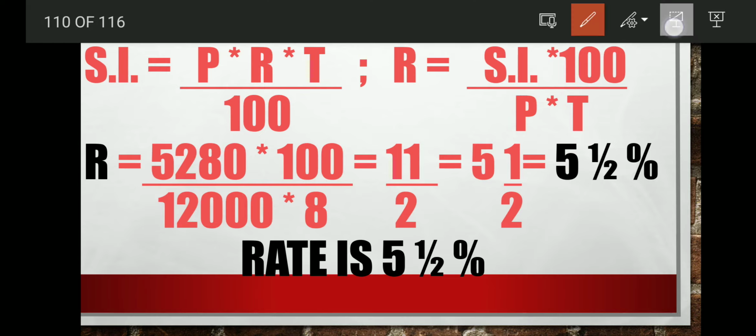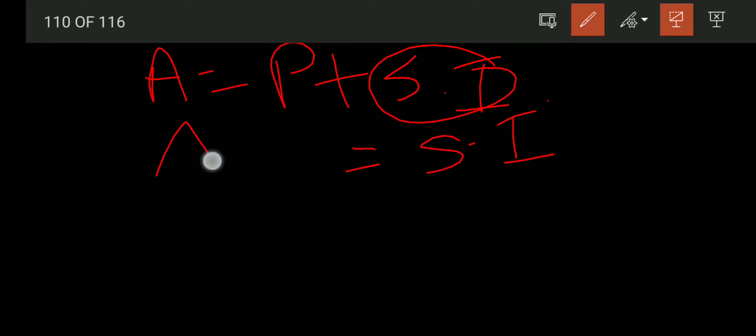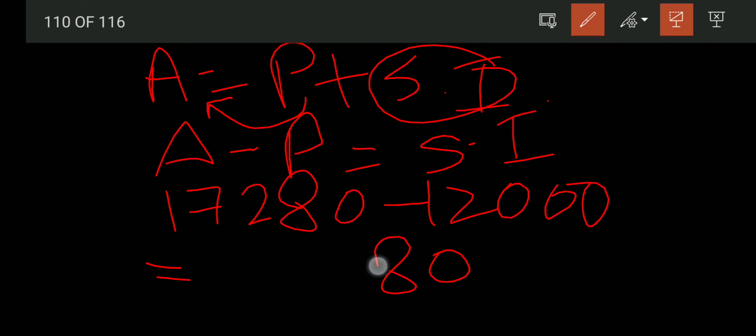Let me show you the calculation. We know that amount equals to principal plus SI. So SI is equal to what will happen? We'll leave this SI here. Amount is already here. P is brought to the other side. So what happens? It is positive here, so it will become negative there. So the amount is how much? 17280 minus 12,000. So that comes to 0, 8, 2, 7 minus 2, 5. So that is rupees 5,280 is the simple interest.